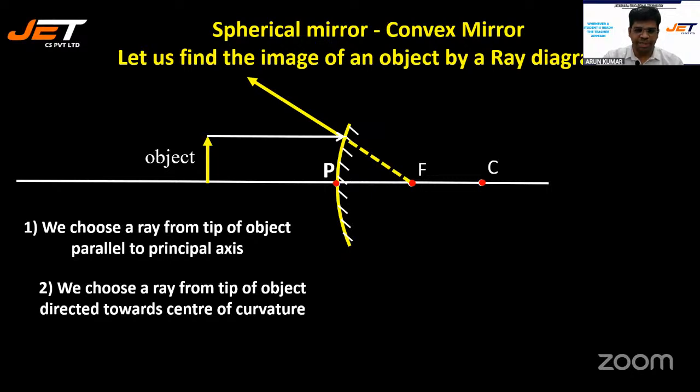Look at this. I've got an object. Ray parallel to principal axis gets reflected. This is the first rule. Second rule, as per the second rule, if a ray is incident directing towards the center of curvature, it hits the mirror normally, perpendicularly, it will retrace the path. So it appears to come from center of curvature like this.